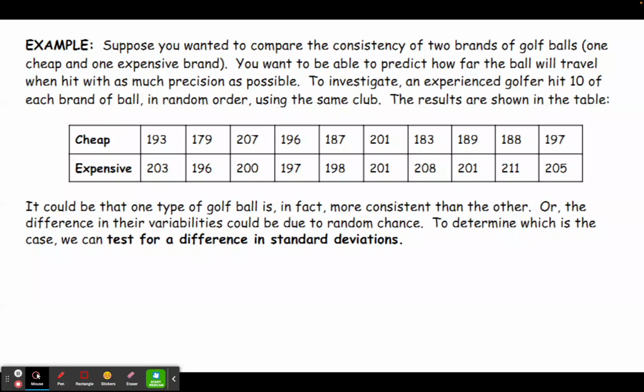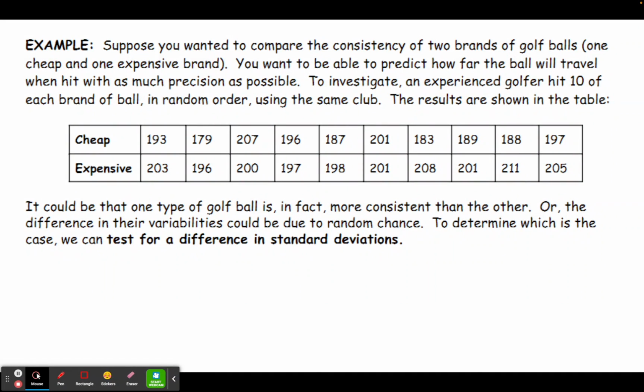We want to be able to predict how far the golf ball will travel when hit with as much precision as possible. Golf, as we know, is really a sport of precision more than power or force. And being able to hit a golf ball and know approximately where it's going to land is important in the sport. So, to investigate the precision of different types of golf balls, an experienced golfer hit 10 of each brand of ball in random order using the same club. And the results of that experiment are shown in the table.